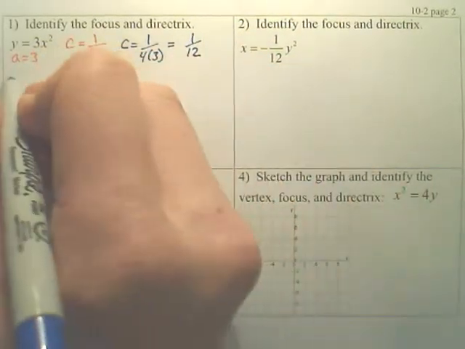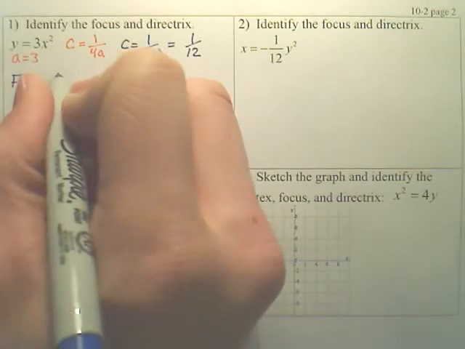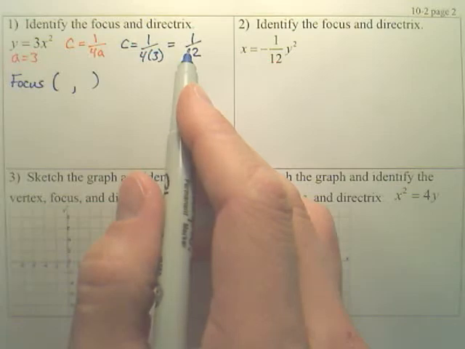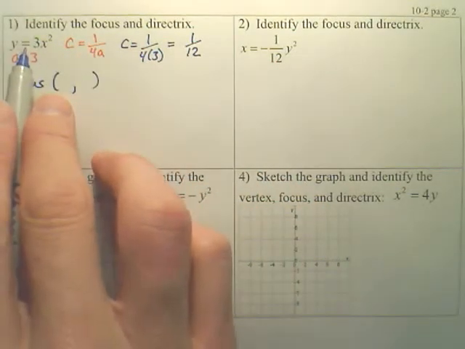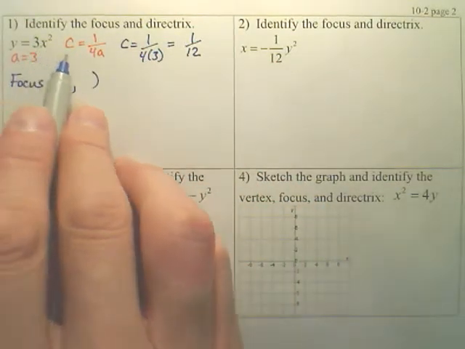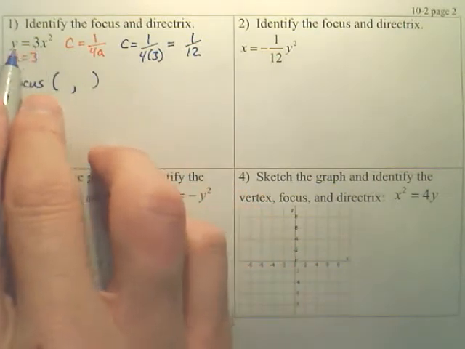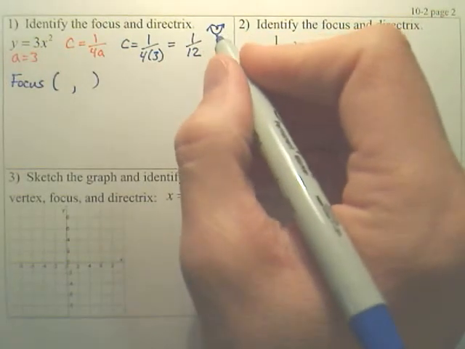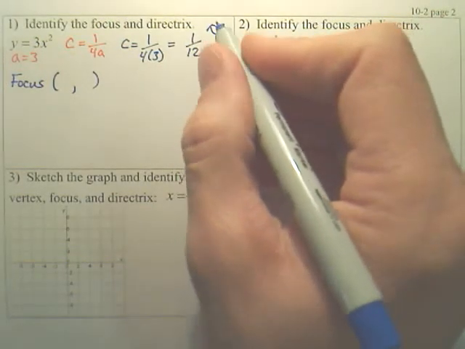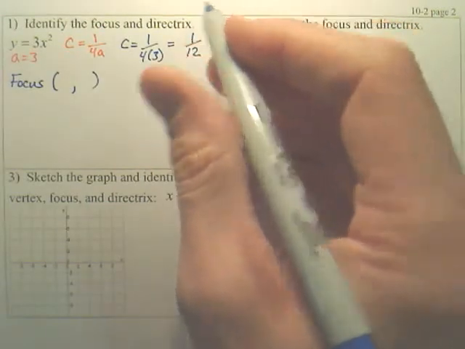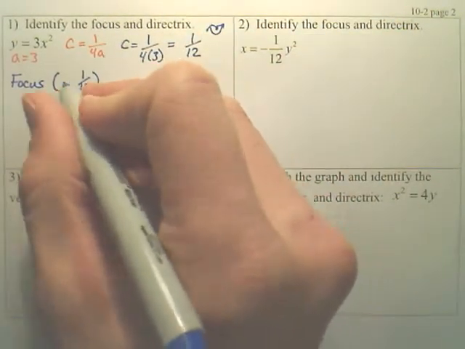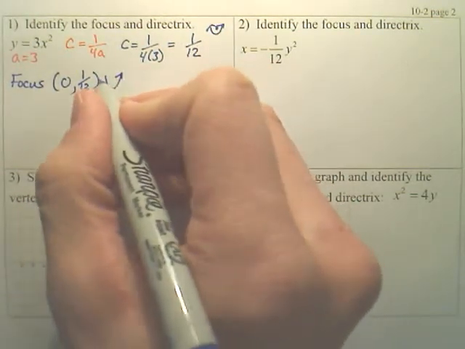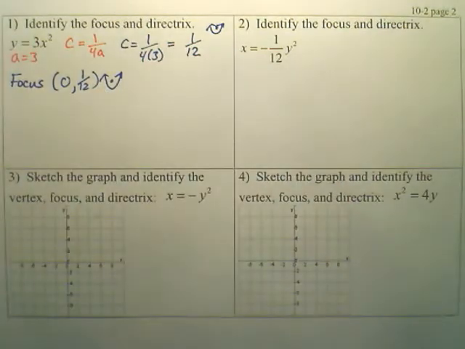Now, my focus is a coordinate. My question is, is 1/12 going to be the x or y value? Looking at your top graphs, this graph is opening up, correct? So if it's opening up, won't the focus be a y value? If the graph is going up, won't the focus be going up? So we know this is 1/12 and this is going to be 0, since the graph is opening up and the focus is going to go up.